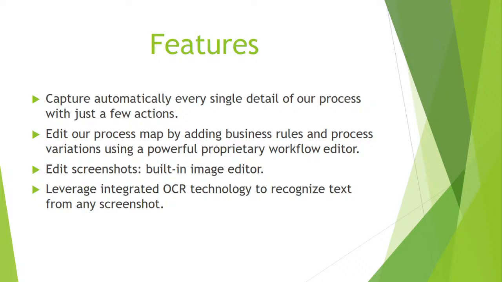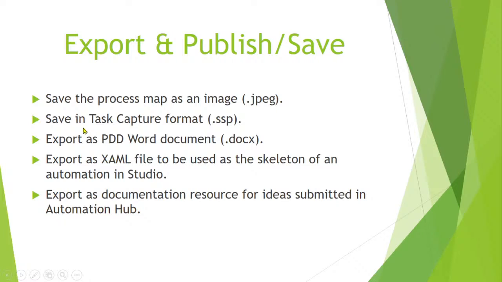We have a pretty good OCR technology in recognizing text. The text will be captured in a screenshot, and we can even use the text. As I said, we have a couple of varieties to save our project. From task capture, the very first one is the image format. We can see the diagram as a flowchart. We can see it in JPEG format, and we can save it in SSP format, which we can open in task capture itself.